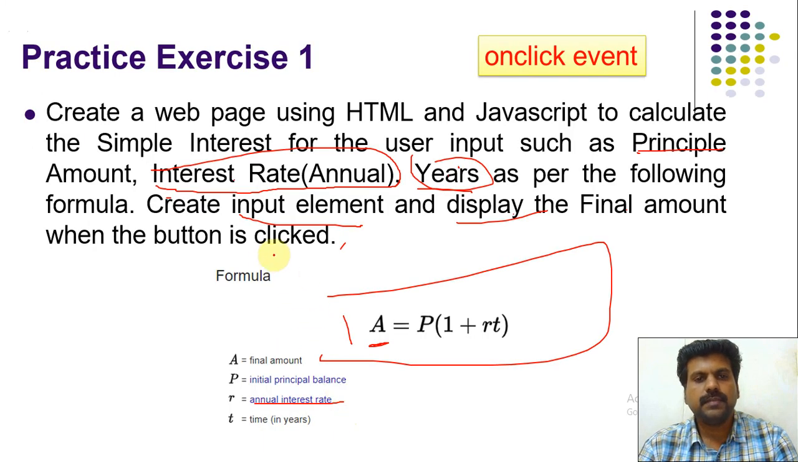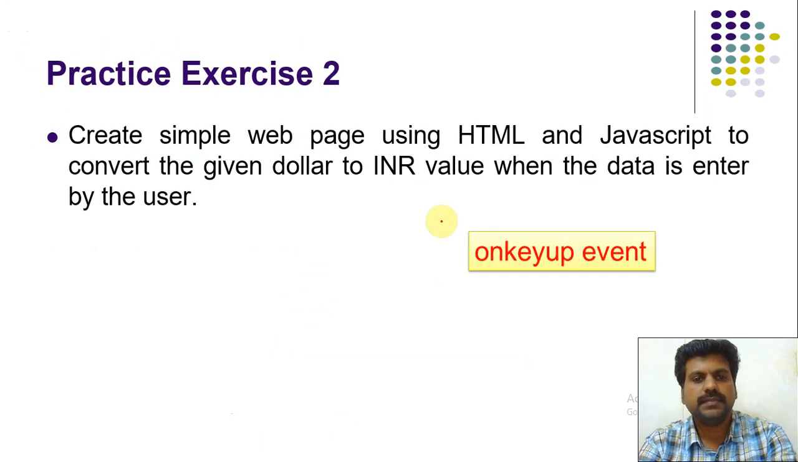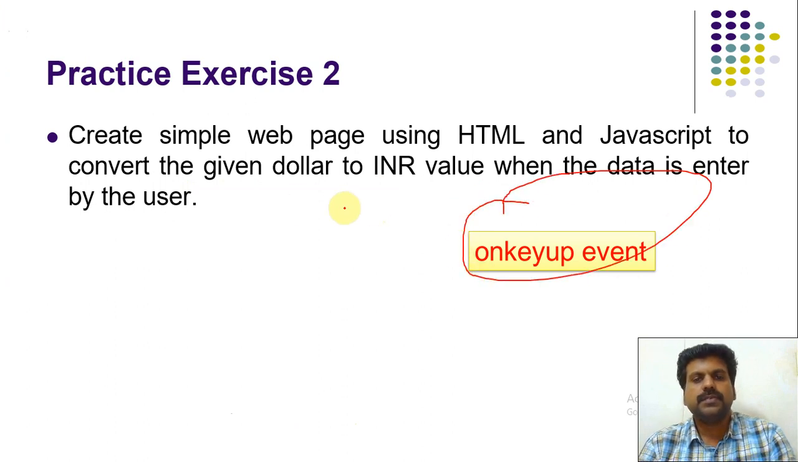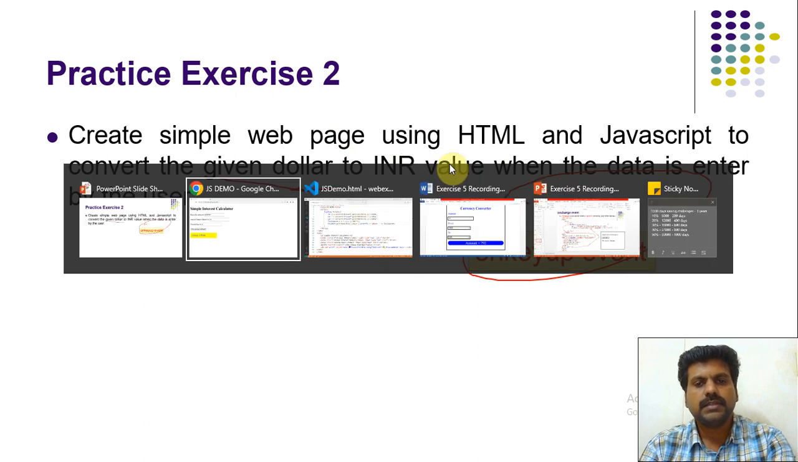So this is one practice exercise, and next we have another practice exercise using onkeyup. For example, assume that you want to create a HTML program and JavaScript to convert a given dollar value to INR format when the data is entered by the user. So when I enter it itself, I want to do it. Let us understand how to do this program.